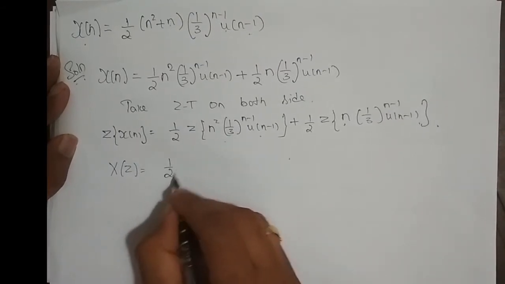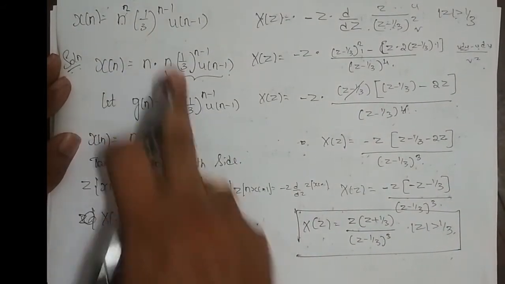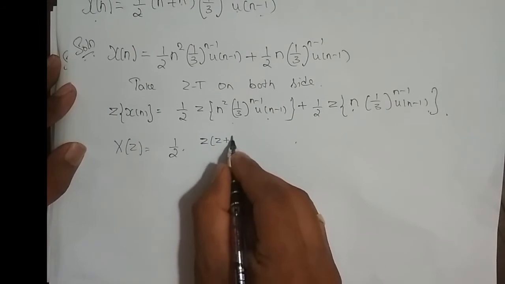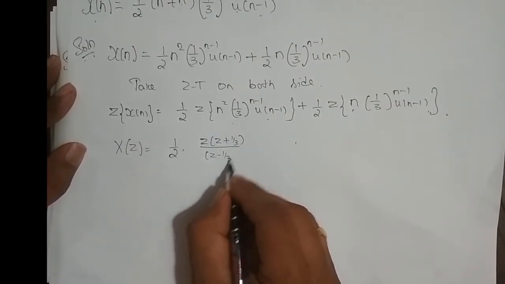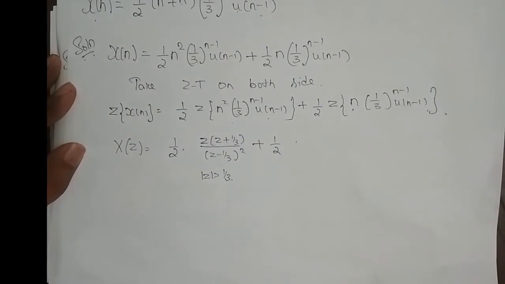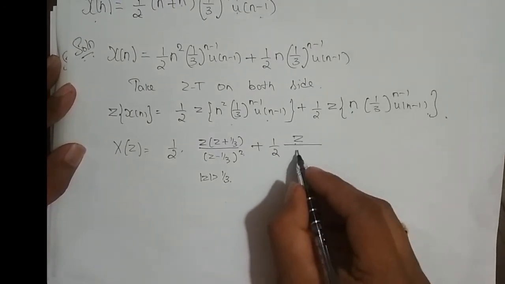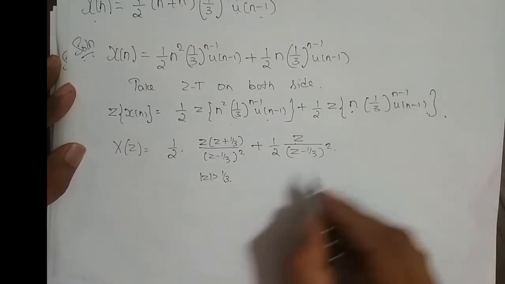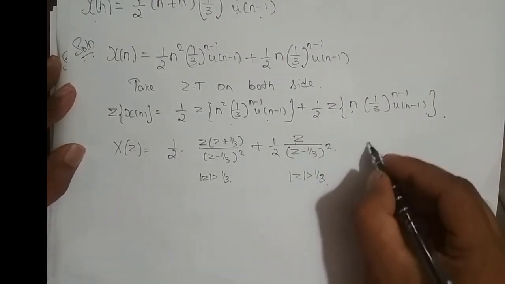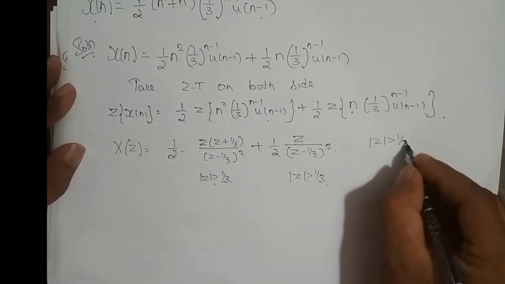X of z, right? So 1 by 2 times, what is the z transform of n square 1 by 3 power n minus 1 u of n minus 1? It is here. It is z into z plus 1 by 3 whole divided by z minus 1 by 3 whole square. What is its ROC? Magnitude of z is greater than 1 by 3, right? Plus 1 by 2 into, what is the z transform of this sequence? It is 1 by 2 times z divided by z minus 1 by 3 whole square, right? And what is its ROC? Magnitude of z is greater than 1 by 3. Okay, fine. So if I have two ROCs, what is the combined ROC? Combined ROC is the intersection of these two. Since these two ROCs are the same, my combined ROC is magnitude of z greater than 1 by 3.